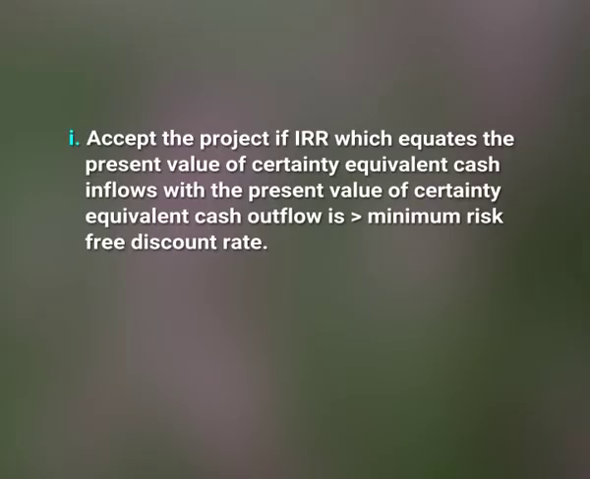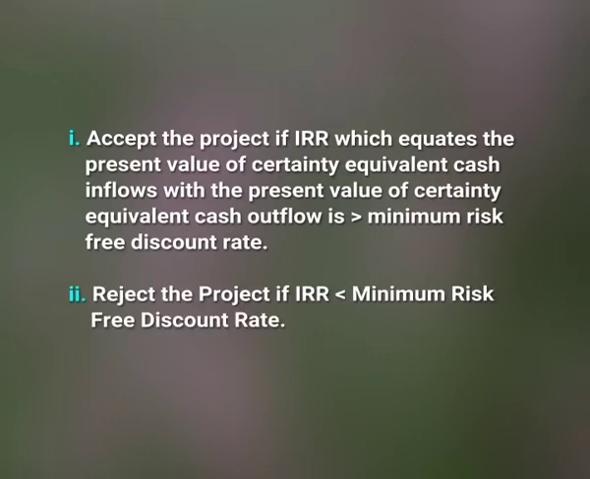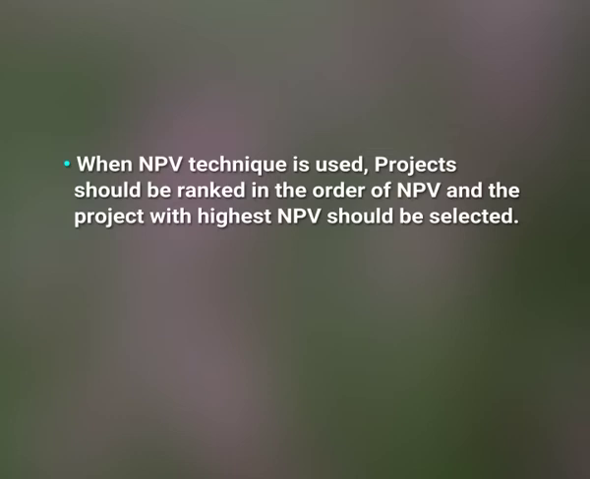First one, accept the project if IRR, which equates the present value of certainty equivalent cash flows with the present value of certainty equivalent cash outflow, is greater than minimum risk-free discount rate. Then reject the project if IRR is less than minimum risk-free discount rate. Accept or reject criteria for multiple mutually exclusive projects. When NPV technique is used, projects should be ranked in the order of NPV and the project with highest net present value should be selected.